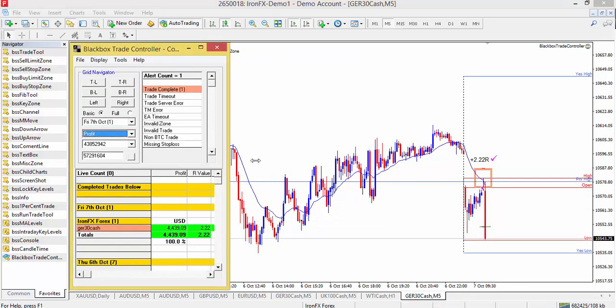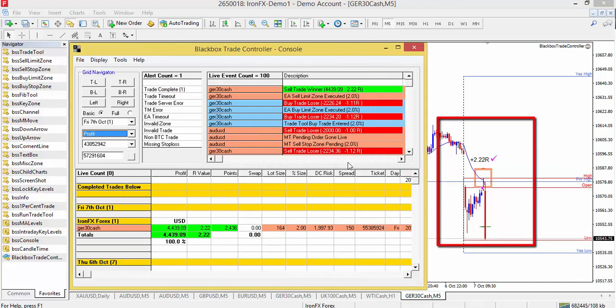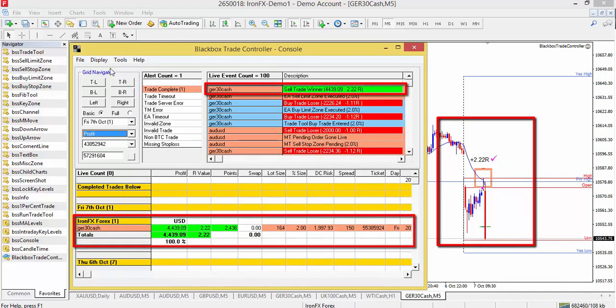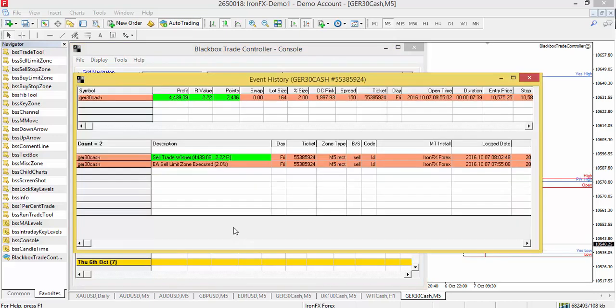As before, on completion, both the chart and the trade console are updated automatically to show the result of the trade. All events relating to the trade are shown in the trade event history.